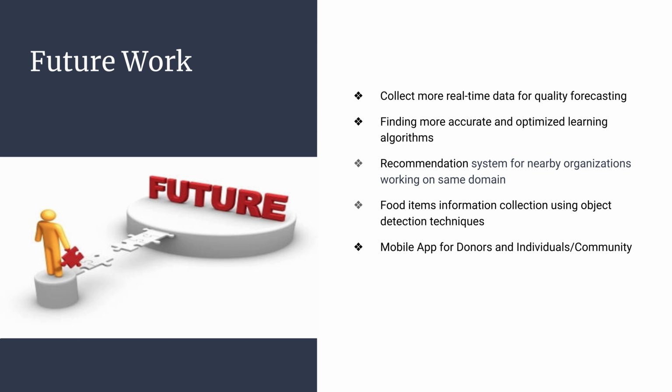So we plan to work on that in our near future, which includes collecting more real-time data for quality forecasting, finding more accurate and optimized learning algorithms, providing a recommendation system for nearby organizations working in the same domain, food items information collection using object detection techniques, and also a mobile app for the donors and individual community.